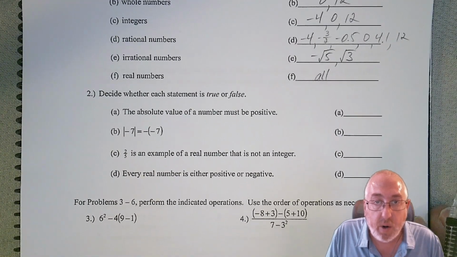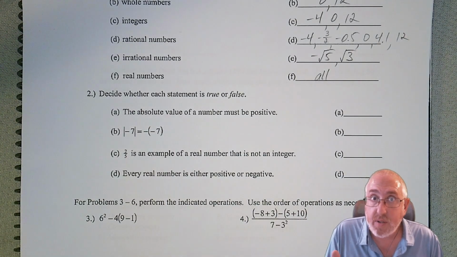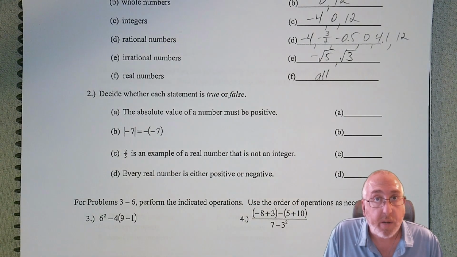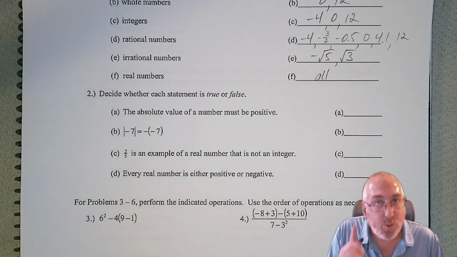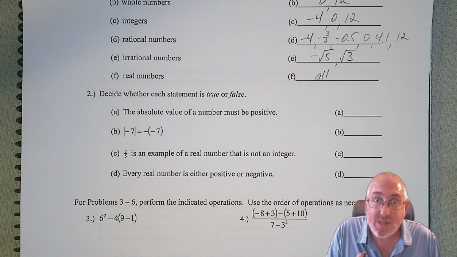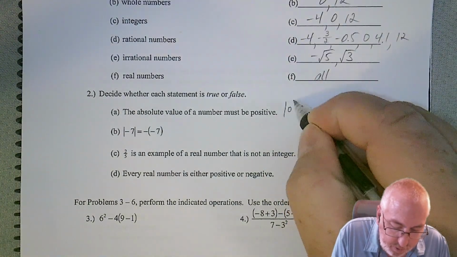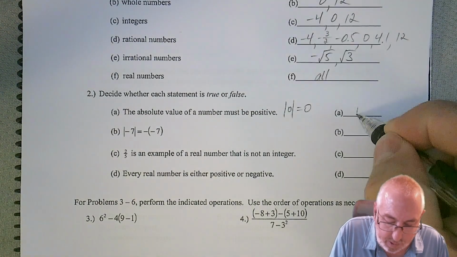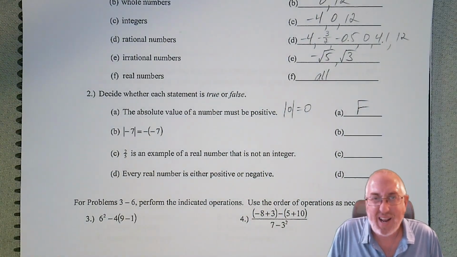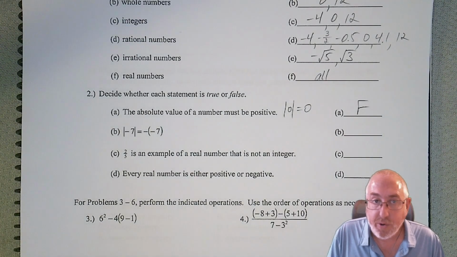So the absolute value of a number must be positive. Now this one is a little tricky because at first thought, your answer is probably going to be true. That's what you would probably think. But unfortunately, that is not correct because there's one number that screws it up. And what's that one number? That one number is going to be 0, because if you take the absolute value of 0, you get 0, but 0 is not positive. So this would have to be false. I know, it's kind of lame, but any other number would make it true. If they excluded 0 from that statement, it would be true.